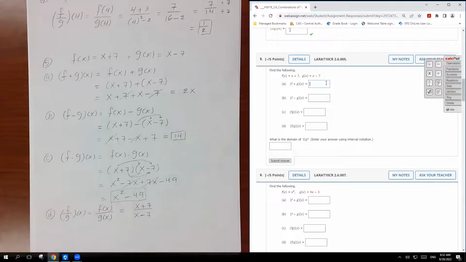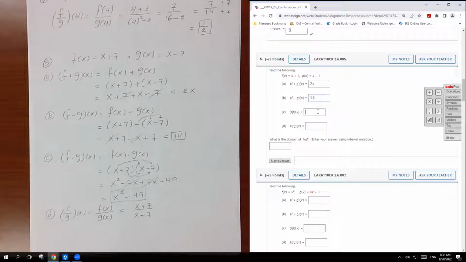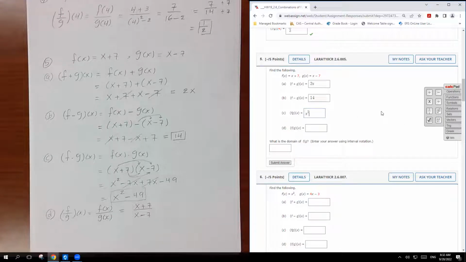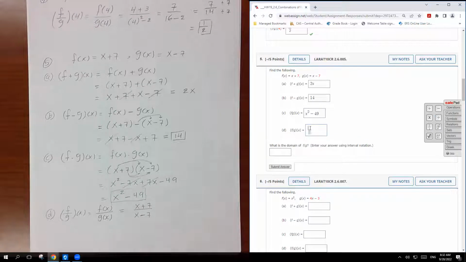So let's check here. The first one is 2x. The second one is 14. The third one is x squared minus 49. And the last one is going to be x plus 7 over x minus 7.